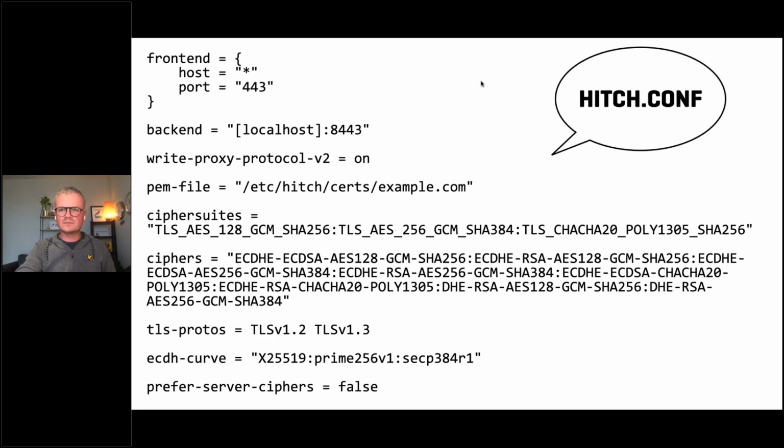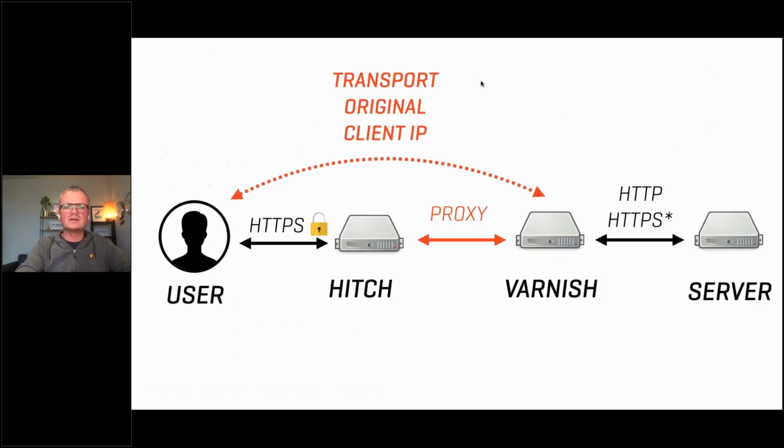This is the Hitch configuration file. It is very flexible. It's its own thing. It defines where it should listen, on which port, on which network interfaces. It also defines where Varnish is located. You can enable the proxy protocol. You can define where certificates are loaded, and then all the crypto bits, the cipher suites, the protocols, and all the extras, you can tweak that as well. So it's a pretty decent tool, and we still use it to this day. We're very proud of it.